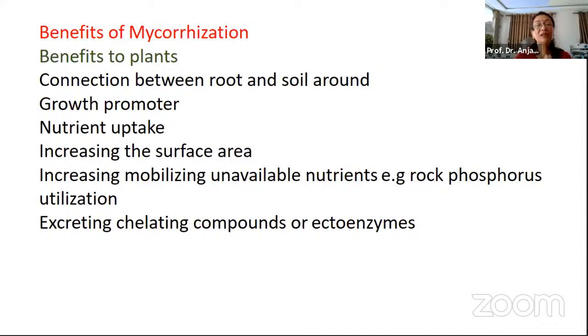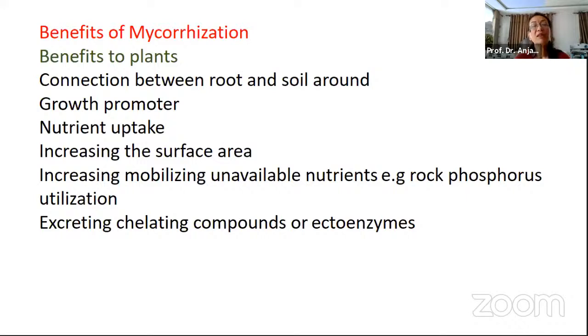And because of that, the mycorrhizal hyphae will take all the nutrients and water to the root system of the plant, and obviously the plant can survive, and it can also fight against pathogenic organisms. And this is how the surface area has been increased.